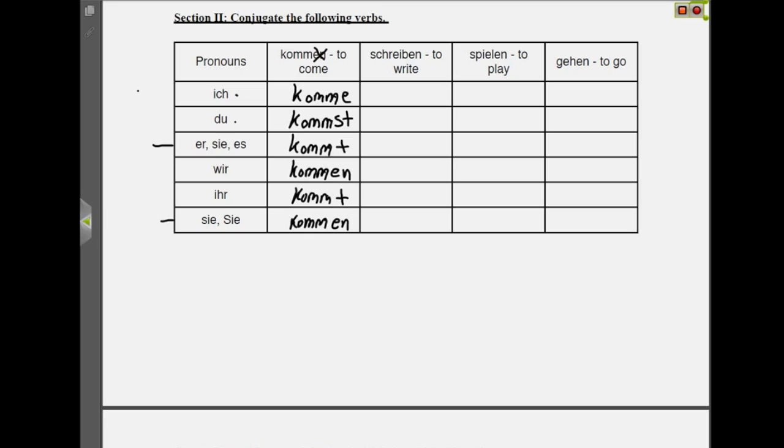Next example that we have is "schreiben," and again we're going to drop the "en" at the end of it to make it just "schreib." And then we're going to have to add our endings to each one. "Ich schreibe, du schreibst, sie, es schreibt, wir schreiben, ihr schreibt, und sie schreiben."